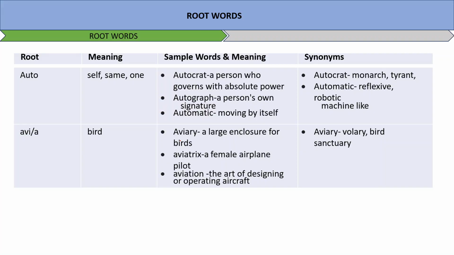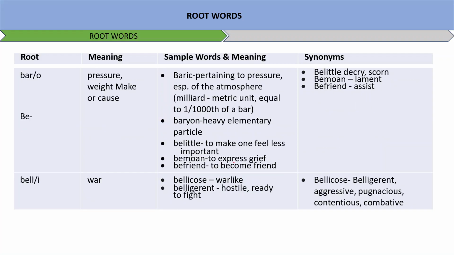Moving to the next. Okay, we have almost touched root words of A alphabets. Now we will do the B alphabets. Bar or baro means pressure, weight, make or cause. Barometric, pertaining to pressure, especially of the atmosphere. Baryon, heavy elementary particle. Belittle, to make one feel less important. Bemoan, to express grief. Befriend, to become a friend. Belittle, decry, scorn, bemoan, lament, befriend, assist. These are some of the words which you can associate with the term be.